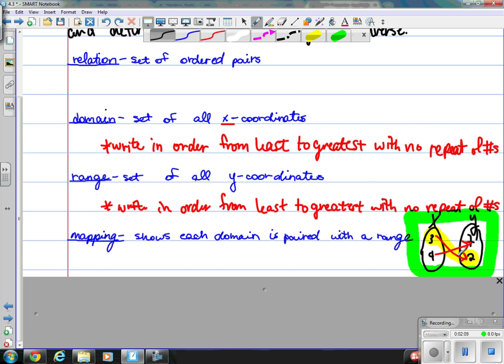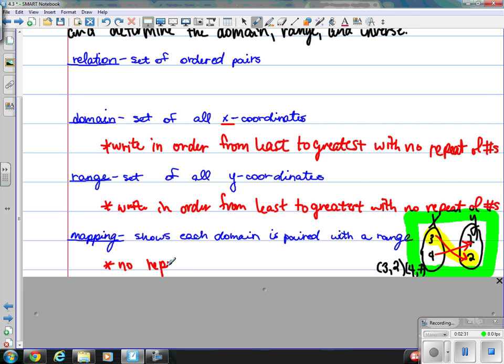So it says like 3 goes to 2. So that ordered pair then would be 3, 2. Then it's going 4 to 7, so that ordered pair would be 4, 7. Mapping is a lot like domain and range in that we don't repeat numbers. So no repeat numbers. If it repeats, we only write it once.